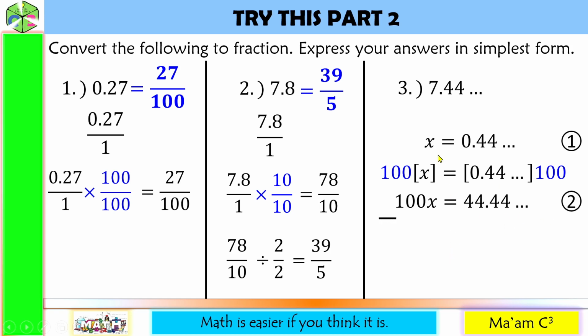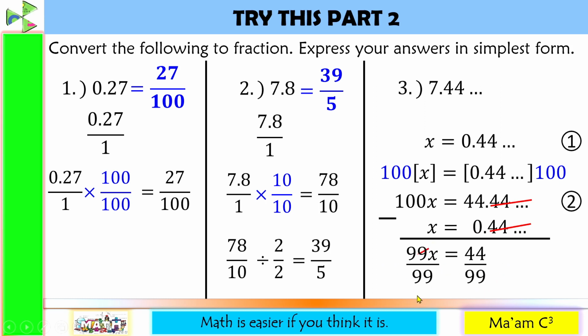Let us subtract equation 1 from equation 2. So this will become 100x minus x is 99x. 44.444 minus 0.444. The 0.444 here will just cancel out. So we have 44 minus 0 is equal to 44. Let us divide both sides by 99. So 99 here will cancel out. So we have x is equal to 44 over 99. Think of a number wherein we can divide both 44 and 99, and that is 11. 44 divided by 11 is equal to 4. 99 divided by 11 is equal to 9.